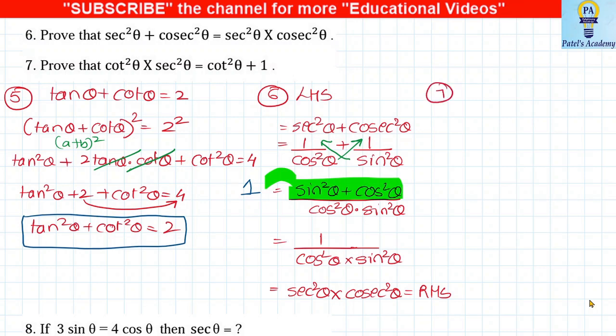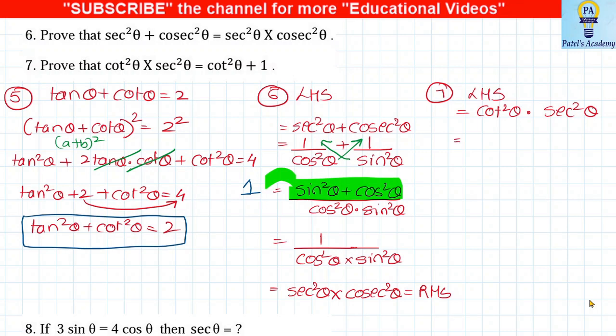Students, you can pause and take down the sum. These are all important sums, especially the fifth one. Let's see the seventh one. We have to prove cot square theta into sec square theta equals cot square theta plus 1. Start with LHS: cot square theta into sec square theta. We'll solve and get the right-hand side.